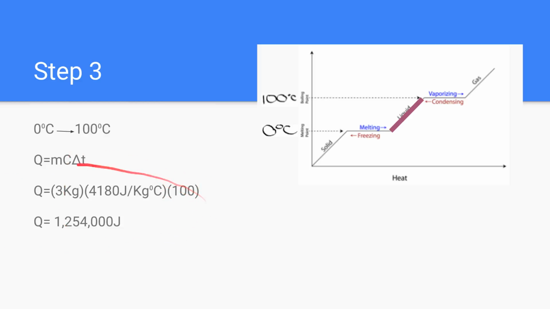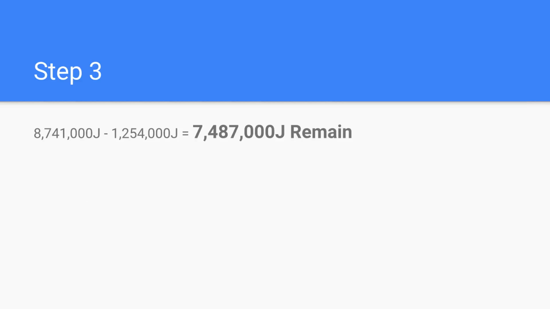After multiplying this equation out, we will get the Q value of 1,254,000 joules of energy, of heat transfer. And then you will take this away from your previous remaining to get 7,487,000 joules that remain.